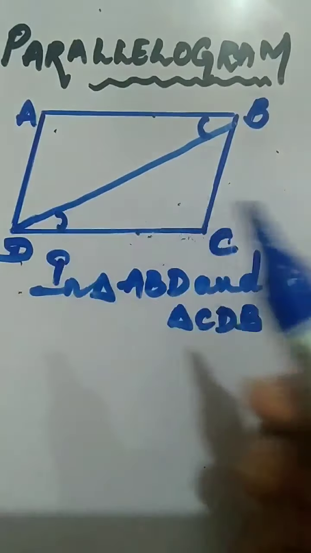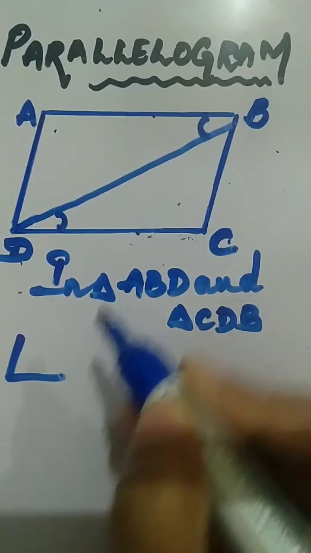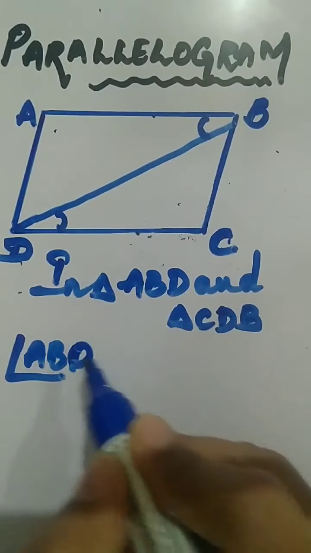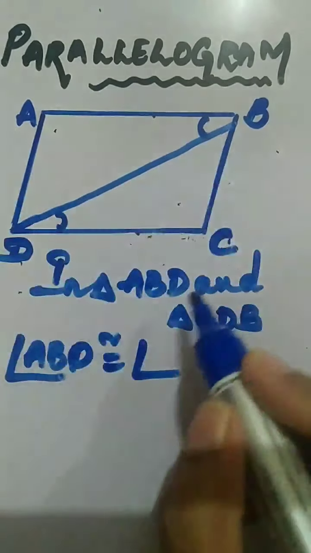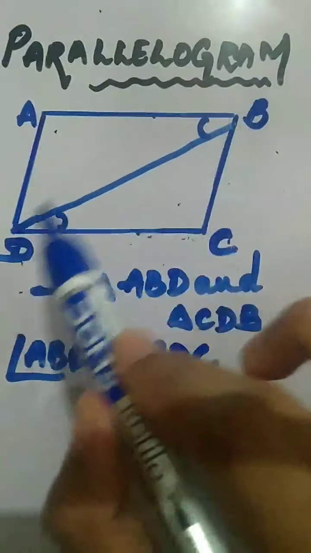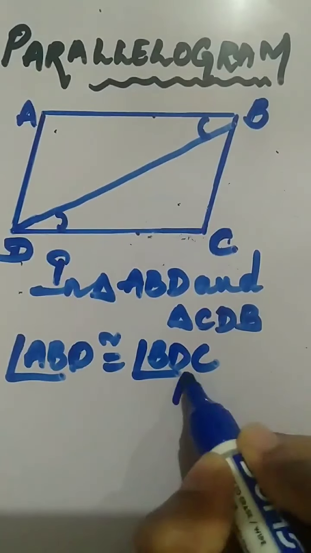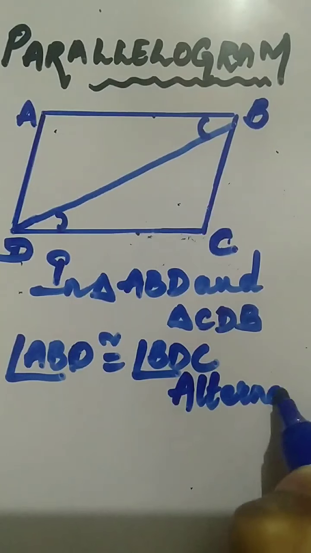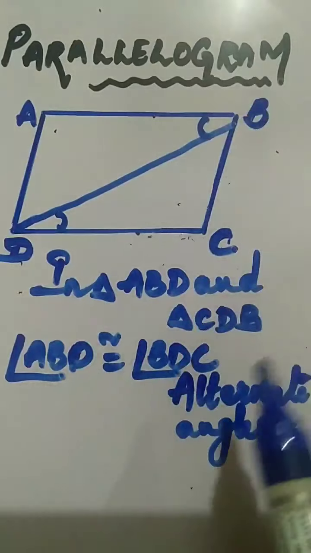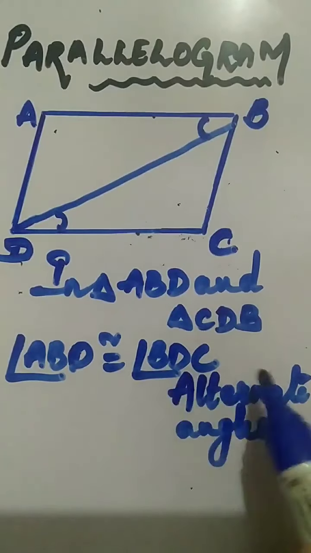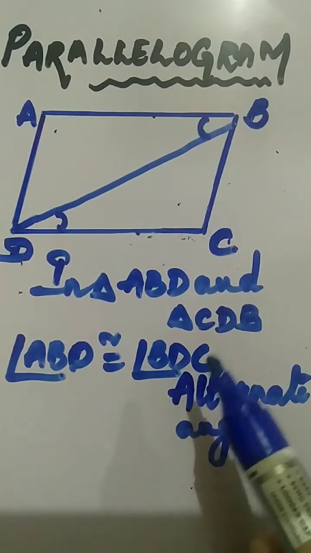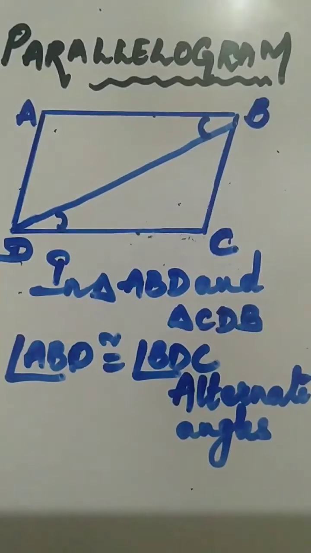These two. Okay, so let me write angle ABD congruent to angle BDC. Alternate angles, no? ABD congruent to BDC. Reason, I'll write alternate angles, because in the first step we have mentioned the names of the parallel sides. So now you can write directly, they both are alternate angles, so they are congruent.